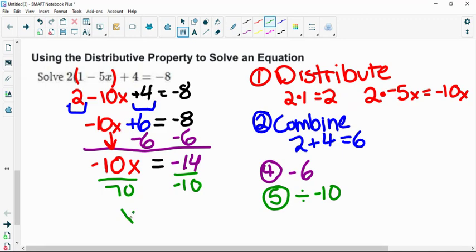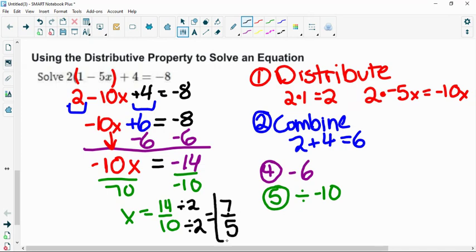I'm left with 1x equals, now let's wait a second. A negative divided by a negative is positive, and it's 14 over 10. We must reduce all fractions, and I noticed they're both even numbers. So we will divide the numerator and the denominator by 2 and find the result of 7 over 5.